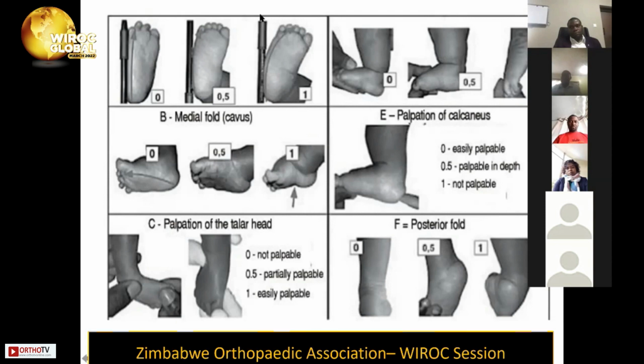that's a 1. Then palpation of the calcaneus in the heel: if you cannot palpate it at all, it's a 1. That's the severest form. If you can palpate it, the consensus probably is that it feels like the tip of the nose, and it's a 0.5. And if you can easily palpate it, like you can palpate your forehead, then it's a 0. In terms of the equinus, the last one, if you can flex it to neutral, that's a 0.5. That's the mildest. If it cannot be flexed at all, that's the severest. If there's some degree of dorsiflexion, it's a 0. That's normal. That's all about the Pirani scoring.